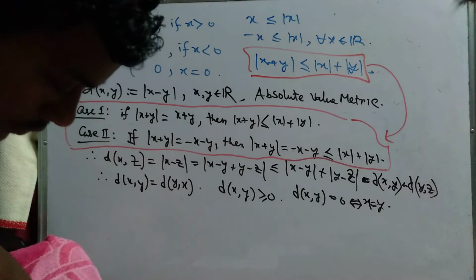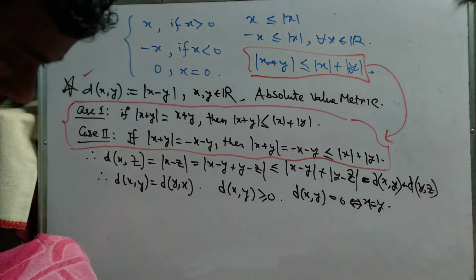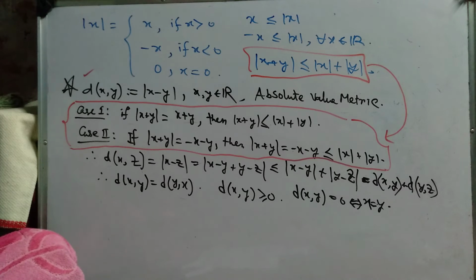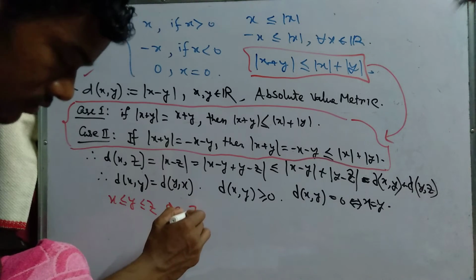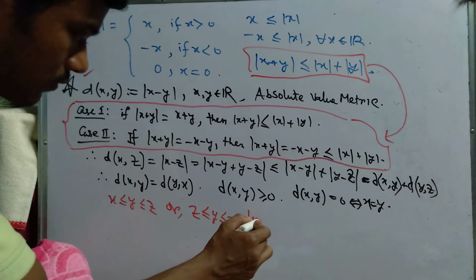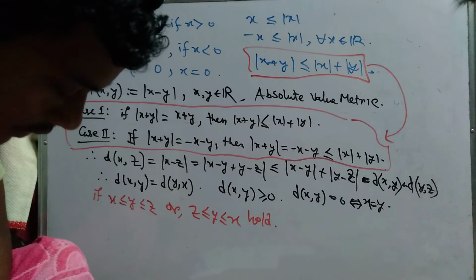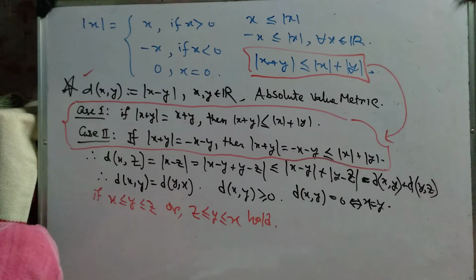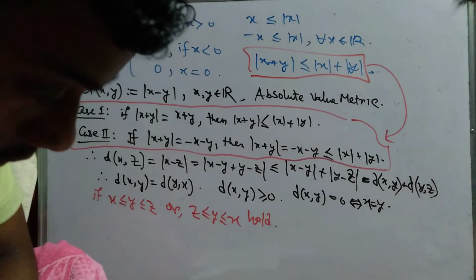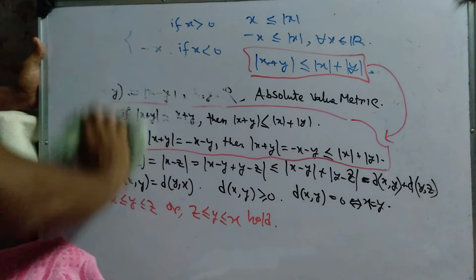Now we also discuss a further way in the absolute value metric. If x less than or equal to y less than or equal to z, or z less than or equal to y less than or equal to x holds, then the triangle inequality becomes equality in the absolute value metric in R. You also check it. If these two do not hold, then equality does not necessarily hold.